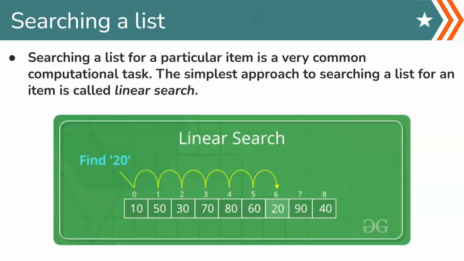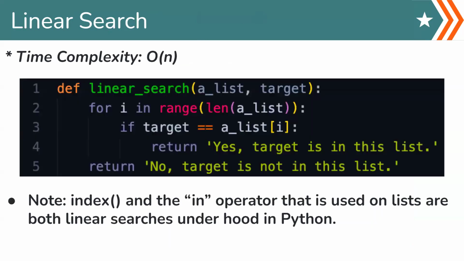The first pattern we're talking about is going to be searching a list. Searching a list for a particular item is very common. You've seen this in most of your challenges. The simplest one, which is what we're going to be focusing on today, is going to be a linear search. Linear search, as the name implies, especially with time complexity, is O of n. It grows linearly with the amount of inputs, which is n.